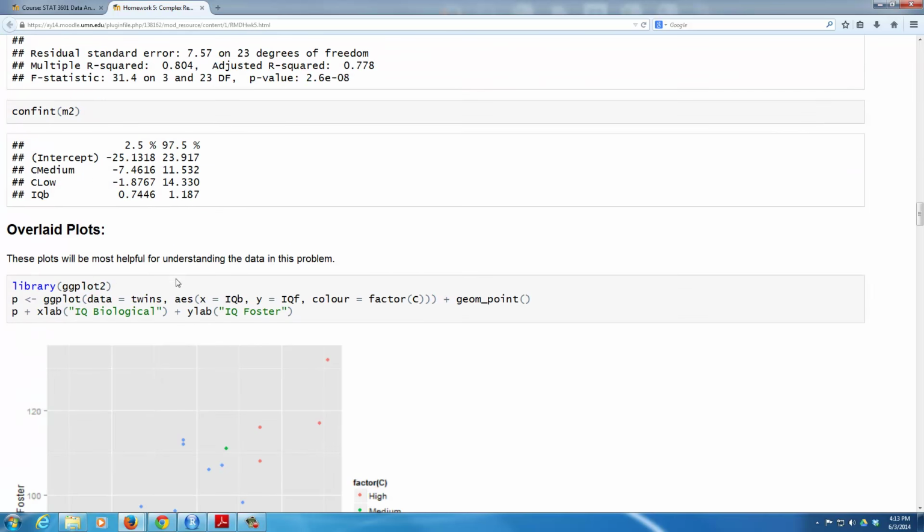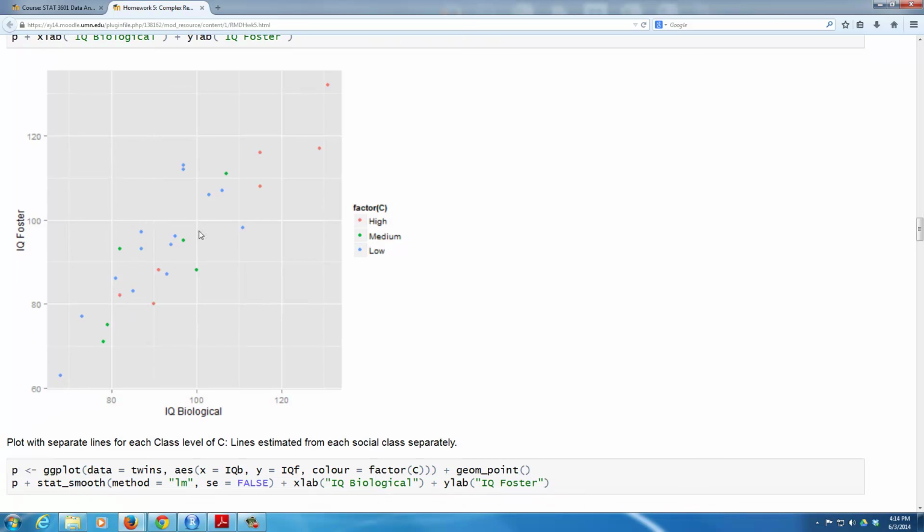If you scroll down, you'll see some scatter plots showing just in general that for twins where the IQ for the biologically raised twin is higher, the foster raised IQ is higher as well. And when the IQ for the biological twin is lower, their foster raised twin is also lower. And this demonstrates probably the genetic effect and similarity in IQ because these twins are going to be genetically alike. They just will have different environments.